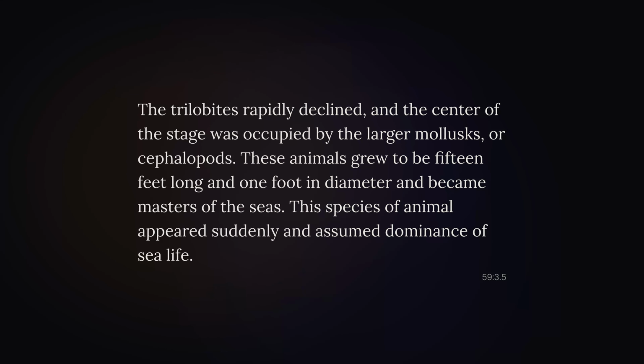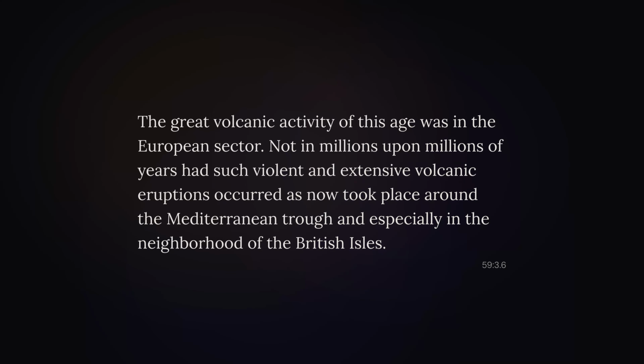The trilobites rapidly declined, and the center of the stage was occupied by the larger mollusks, or cephalopods. These animals grew to be 15 feet long and 1 foot in diameter and became masters of the seas. This species of animal appeared suddenly and assumed dominance of sea life. The great volcanic activity of this age was in the European sector.